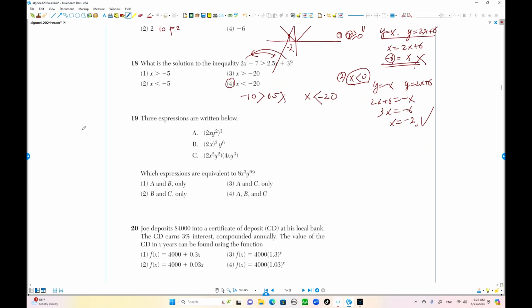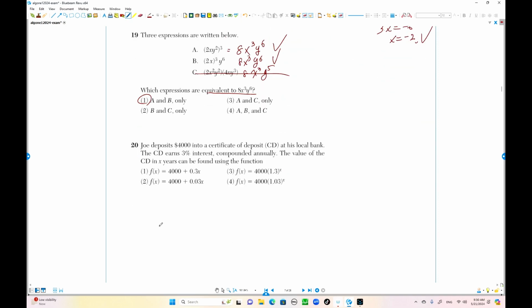3 expressions are written below. Which one is equivalent to this one, okay? Over here, 2 cubed is 8. The power in multiplication, right? X cubed y to the 6, that's true, right? Second one is 2 cubed is still 8, x cubed, we have another y to the 6, same thing. So 2 times 8, and x squared plus 1 is 3, y is 2 plus 3, 5 only, not 6. That is not working, okay? So A and B only is the answer.